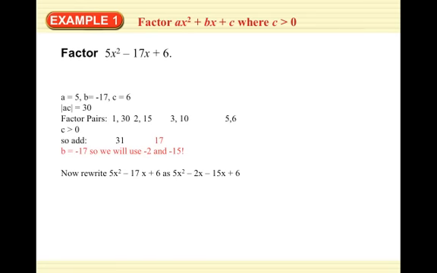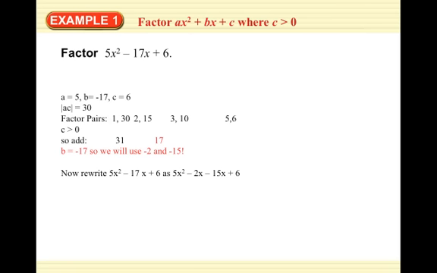Now we're going to rewrite 5x squared minus 17x plus 6 using negative 2 and negative 15. We're going to replace negative 17x with negative 2x minus 15x, or if you want to think of it as negative 2x plus negative 15x, that's fine. The way we're going to write that is 5x squared minus 2x minus 15x plus 6. So we haven't really factored anything yet. We've just figured out how to break up the negative 17x to give us what we need to be able to factor well. The negative 17x is replaced by negative 2x minus 15x.